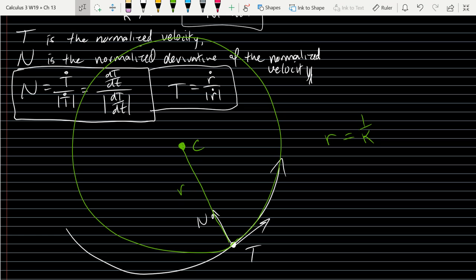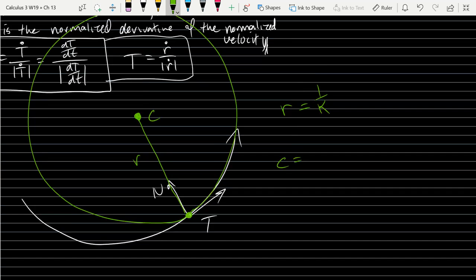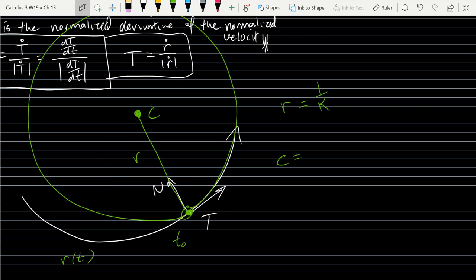Let's write down the formula for the center. All right, we have a point right here. This curve is r of t. And let's say t naught is the point in time that we're going to be right there. So we'll just use t naught for that time value. So if we know t naught, I'll write k naught for the kappa at t naught. We'll do r of t naught and n0, so that's the actual normalized velocity and the normal vector n.